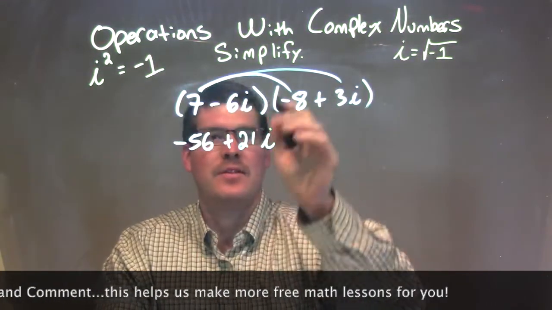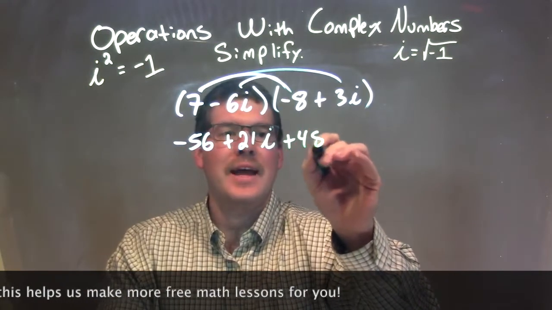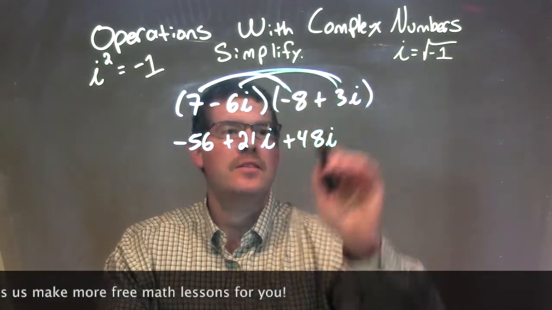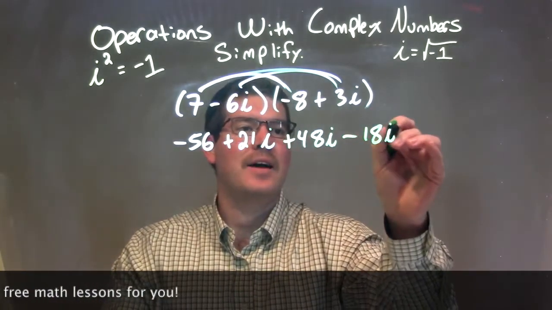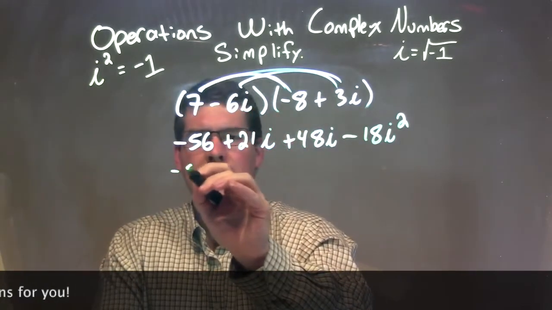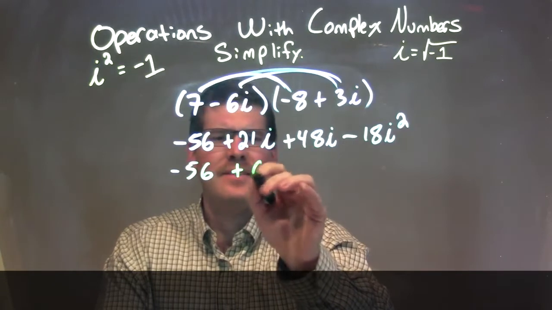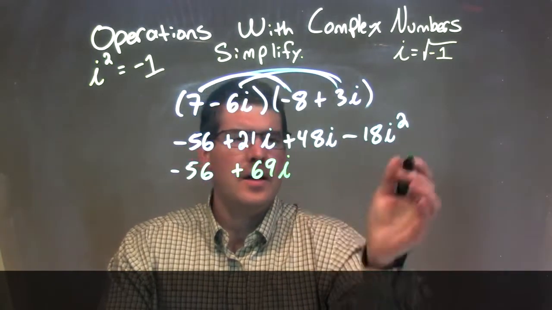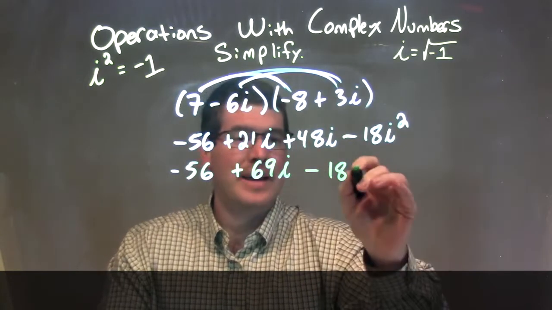Now let's do it with a minus 6i. Minus 6i times a minus 8 is a positive 48i. And minus 6i times a 3i is a minus 18i squared. So now let's simplify a little bit. Negative 56 comes down, but 21i plus 48i comes out to be a 69i. And then we subtract now 18 times, well, i squared we know is a negative 1.